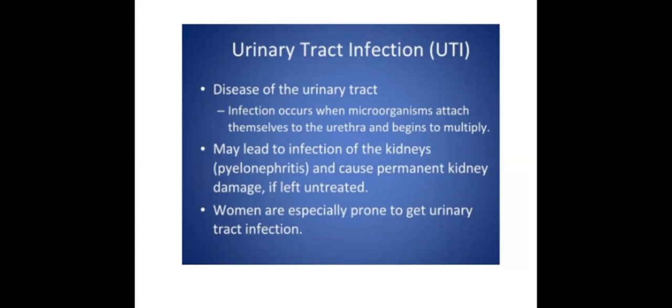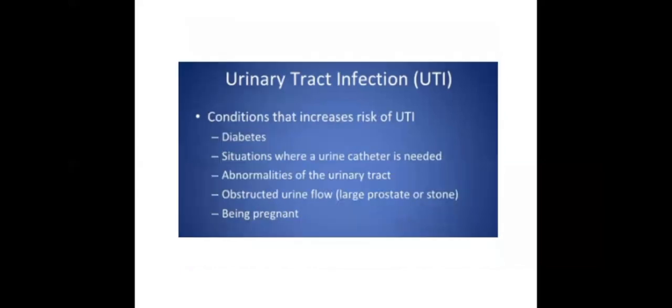Women are more prone to UTI as compared to men, because the urethra is longer in males as compared to females. So males are not that prone to UTI. The conditions that increase the risk of urinary tract infections are diabetes, situations where a urine catheter is needed, abnormalities of the urinary tract, and obstructed urine outflow, for example a large prostate, or a stone in the urinary tract blocking the passage of urine. Pregnancy is also one of the causes of urinary tract infections.